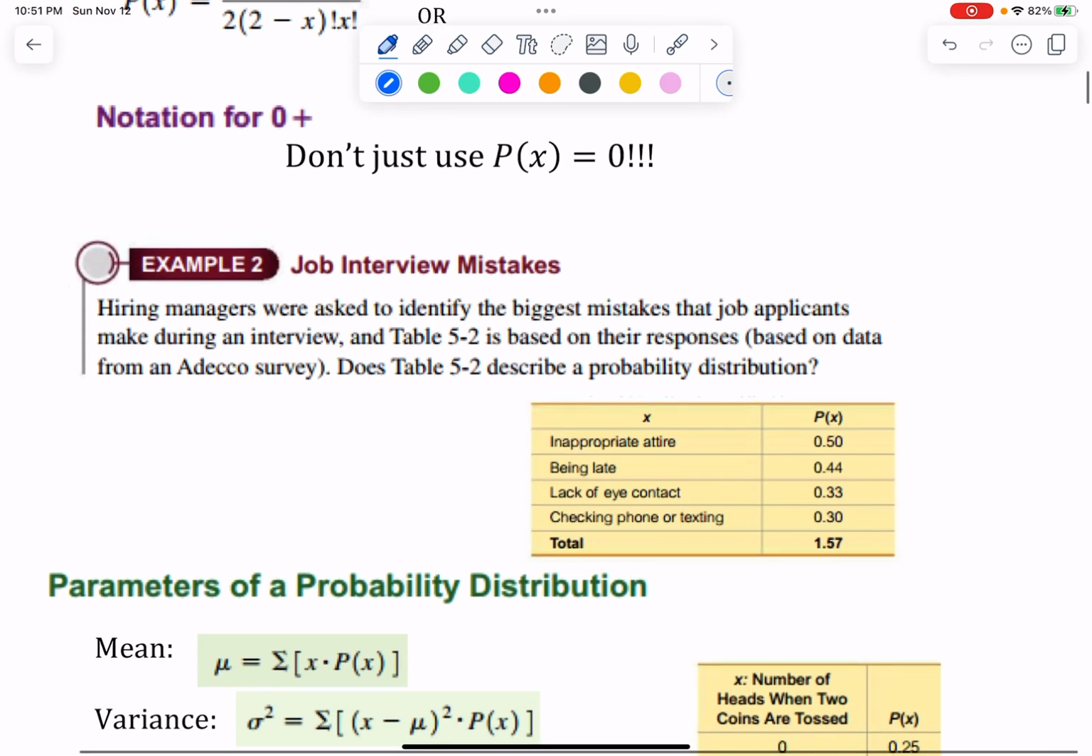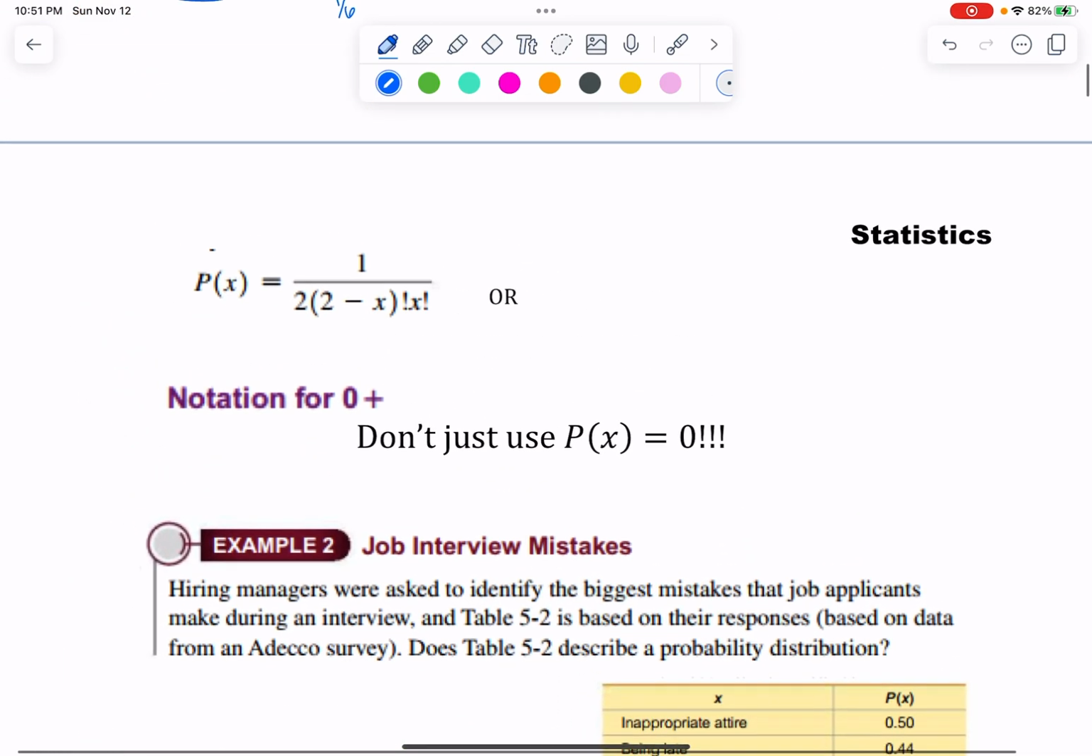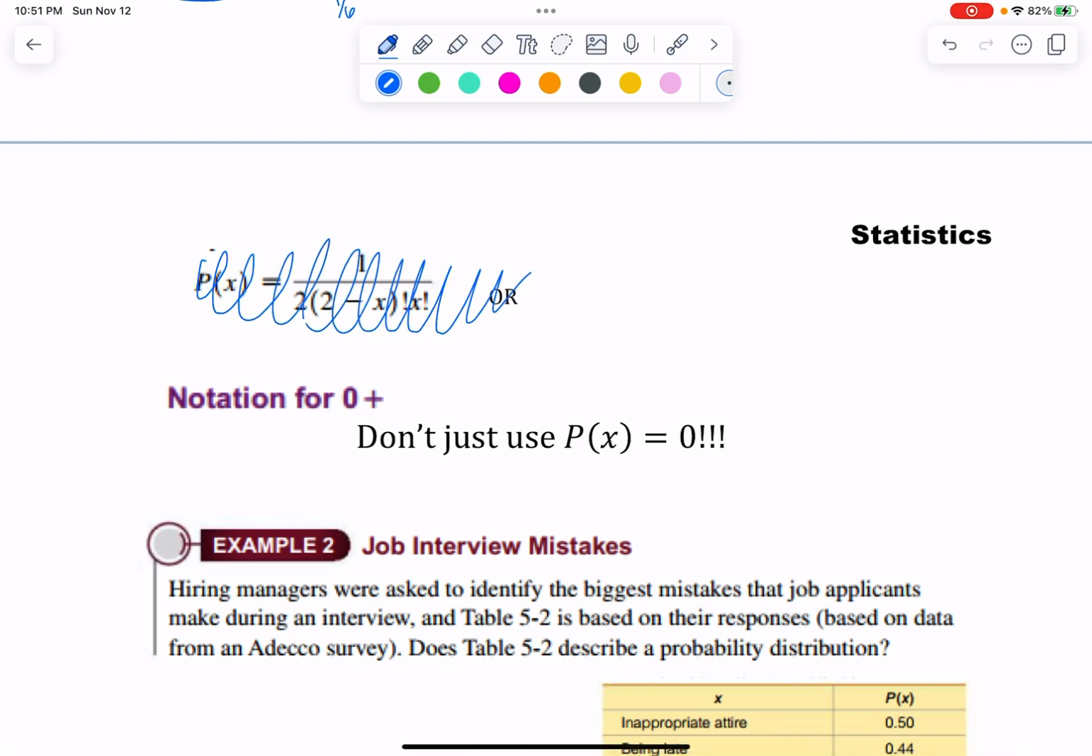We're going to break down some probability tables over here on this side. Ignore this formula. You can cross it off for now. We're not going to talk about it yet until the next section. So ignore that formula up there at the top. But I do want to talk about this notation for 0 plus, okay?